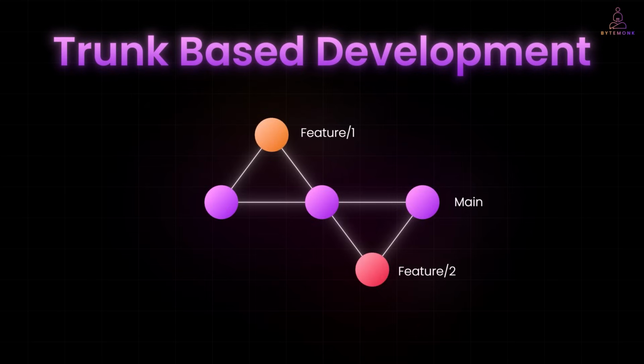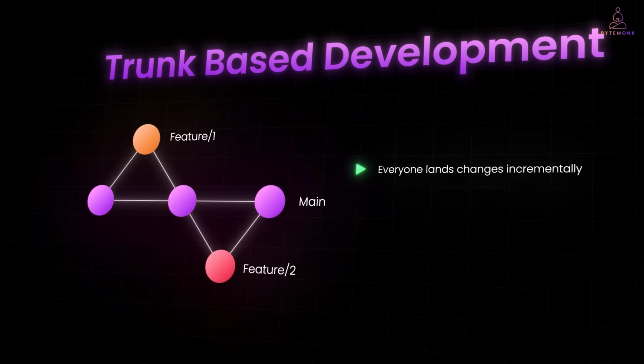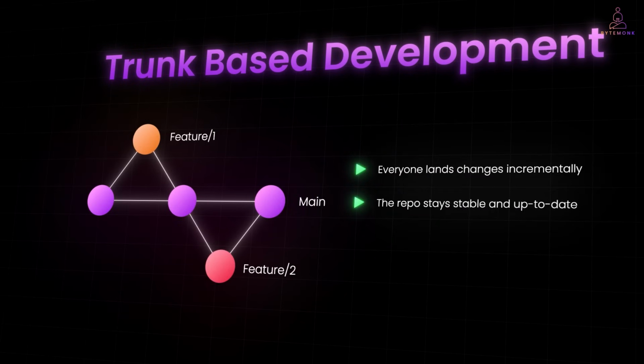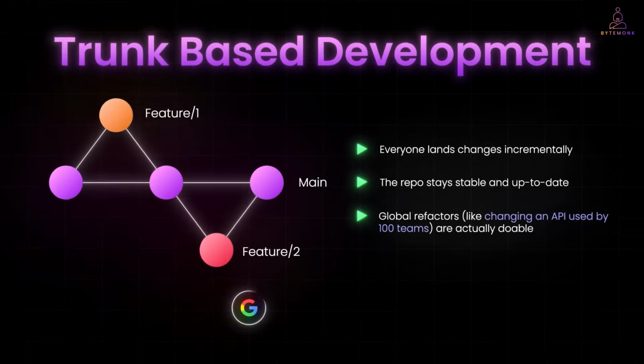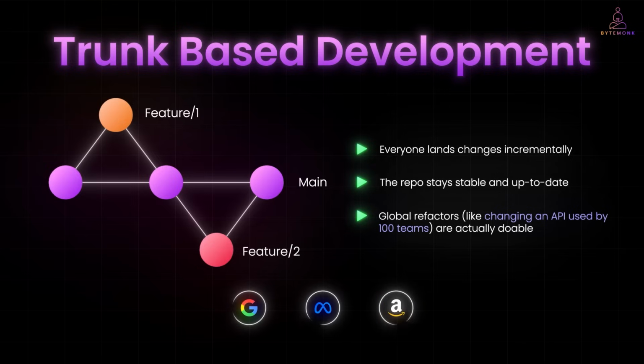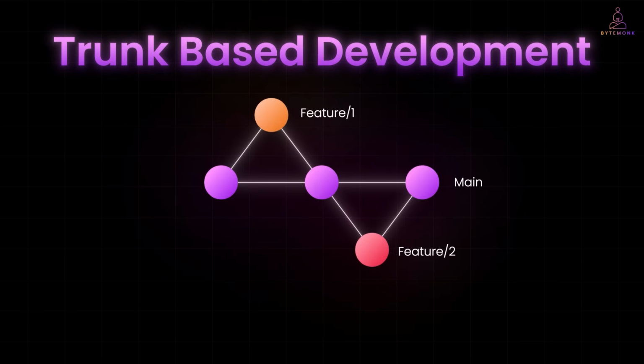Imagine 5,000 engineers working on one repo. With long-lived branches, the repo diverges like crazy. Integration becomes a nightmare. But with trunk-based dev, everyone lands changes incrementally. The repo stays stable and up to date. Global changes like changing an API used by 100 teams are actually doable. And that is why Google, Meta, and Amazon enforce it. It keeps the code base clean and moving.